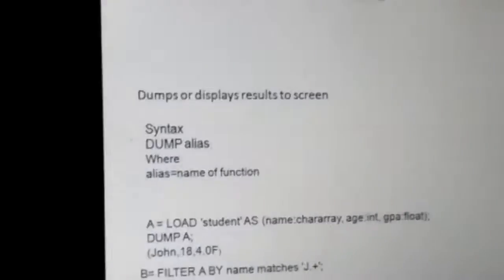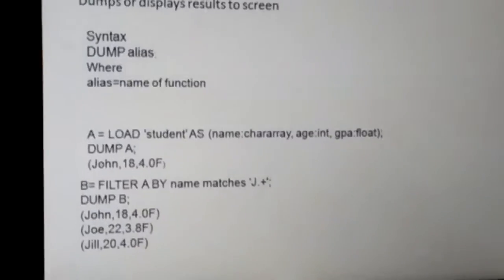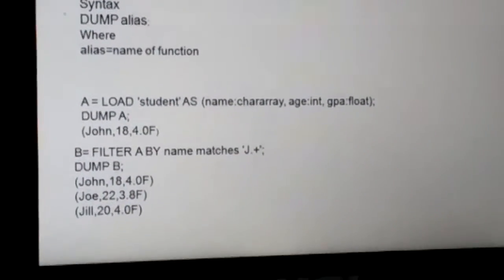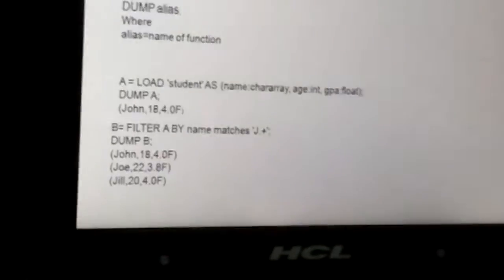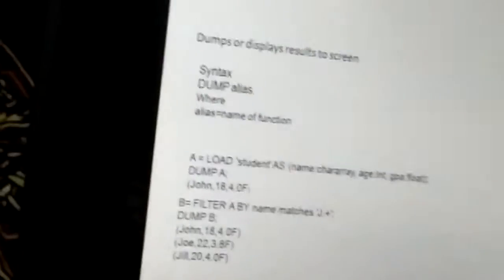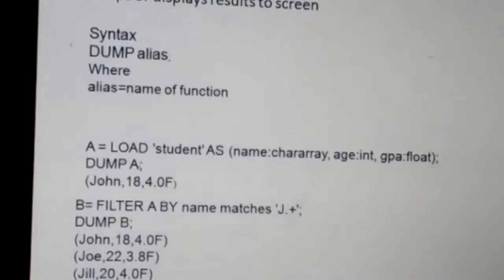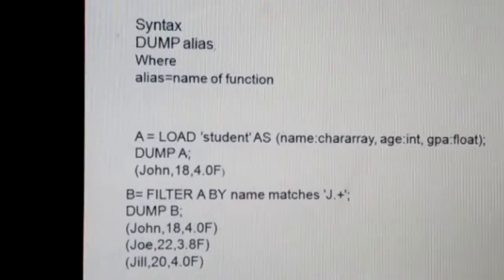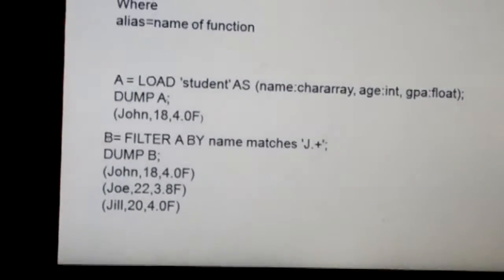Then A equal to another example which we have already told about, how to load, and let us see one more example. A equal to load students as, then schema. So here this will load the file students with the schema name, age, and GPA. Then dump A. A is dumped. Now A is a file. A holds the file, that is student.